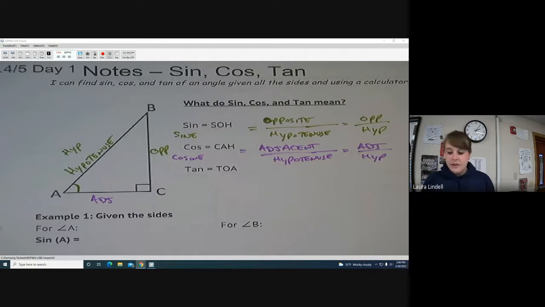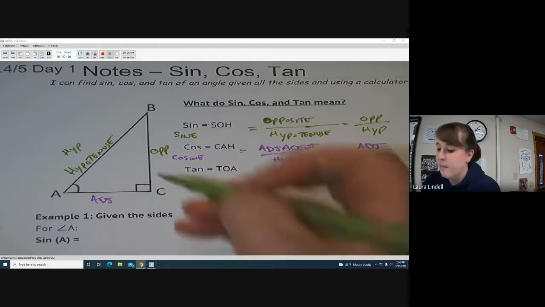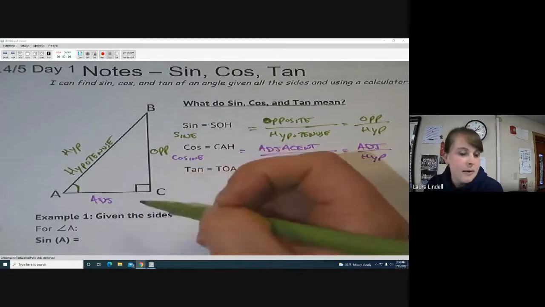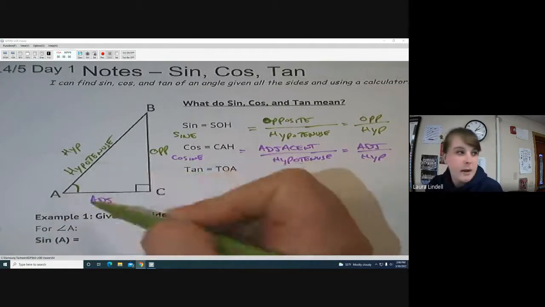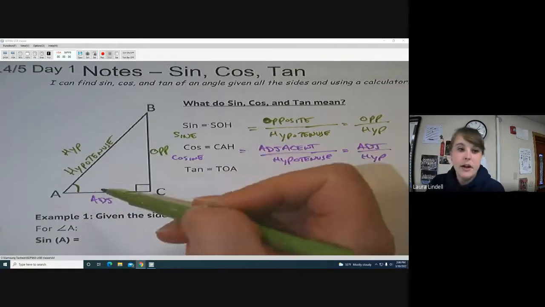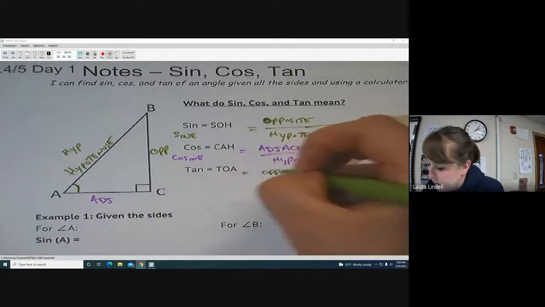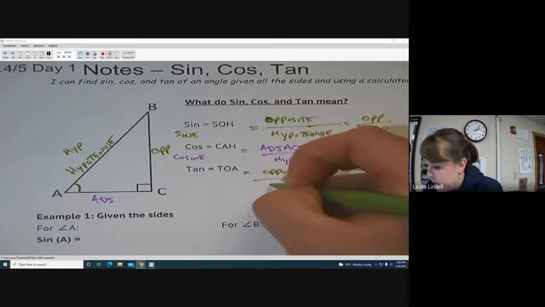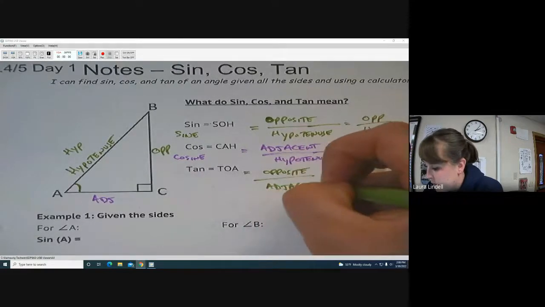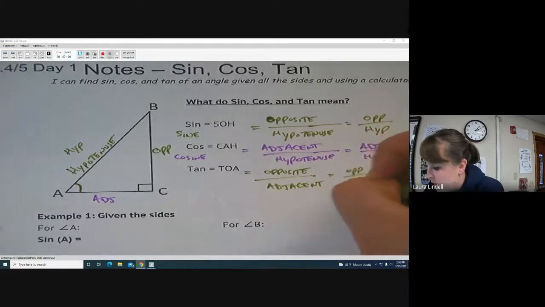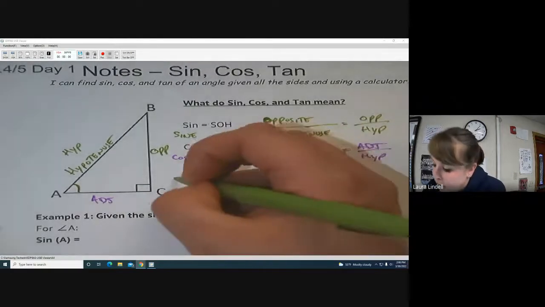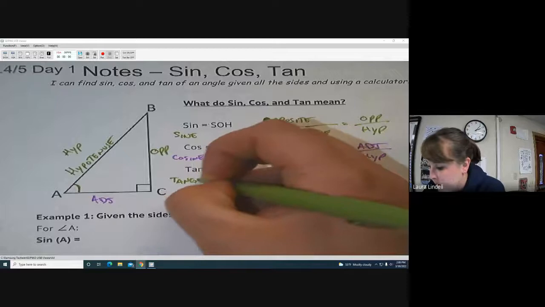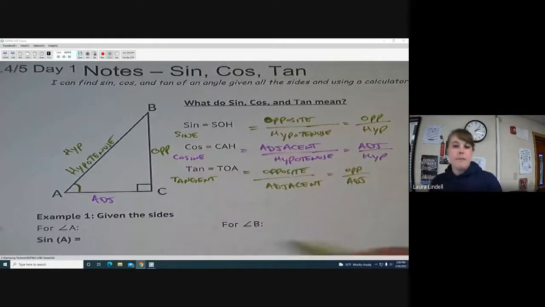And then the last ratio is tangent, which is the opposite over the adjacent. So it's the combination we haven't yet talked about. We talked about opposite and hypotenuse. We talked about adjacent and hypotenuse. Now we have to talk about this ratio, opposite over adjacent, or OPP over ADJ. And just like sine and cosine, tangent is also abbreviated as tan, but we usually say the full name when we're talking about it, tangent. And it's spelled like that.